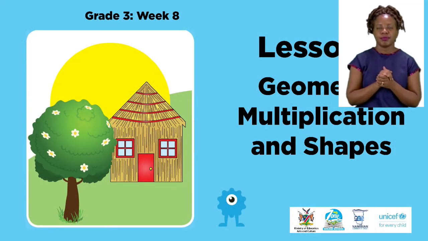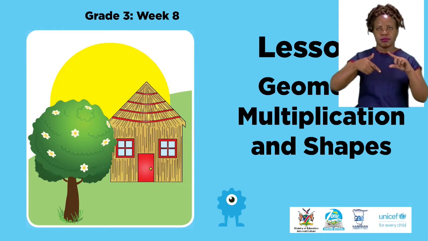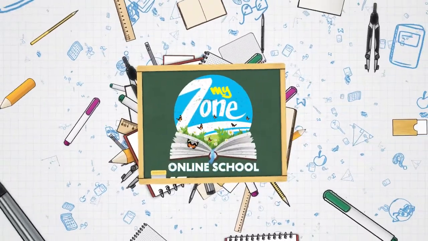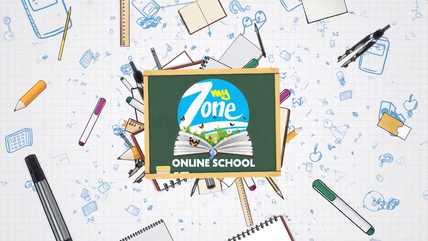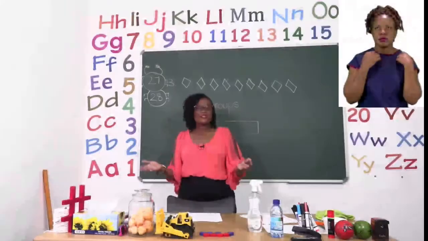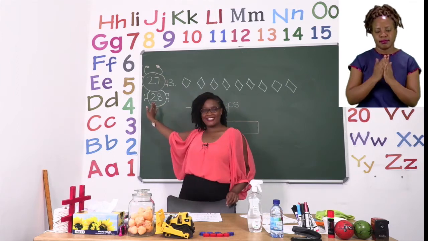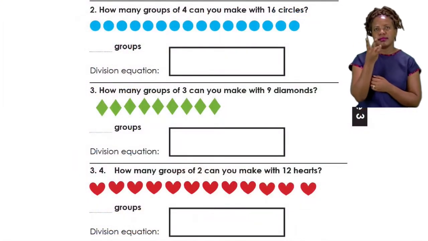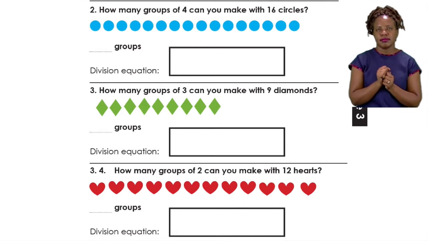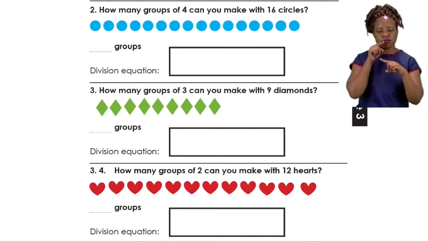For today's lesson, we will be doing geometry, multiplication, and shapes. For our first exercise today, boys and girls, let us turn to page 27. On page 27, we are going to be solving problems, then following division problems by circling the set of items.